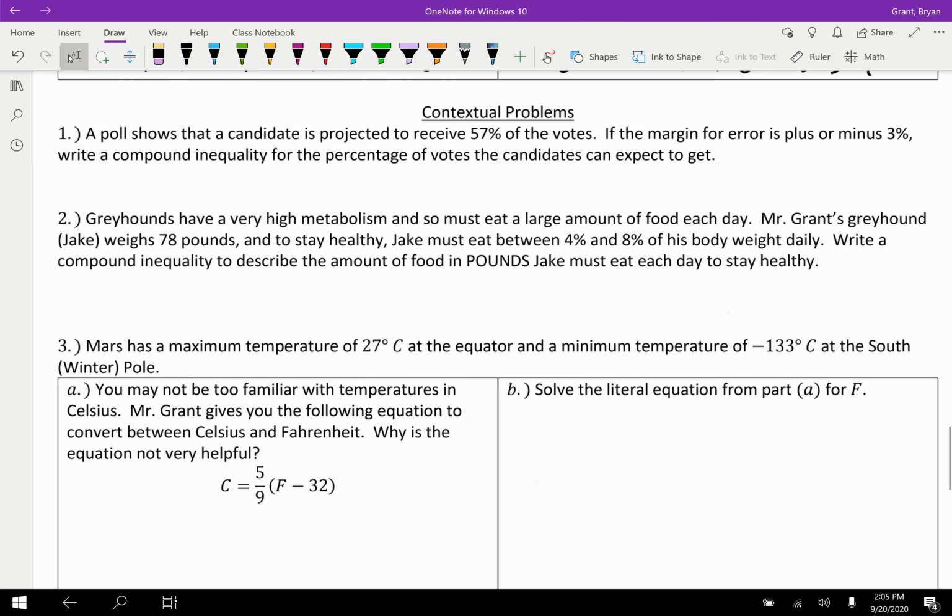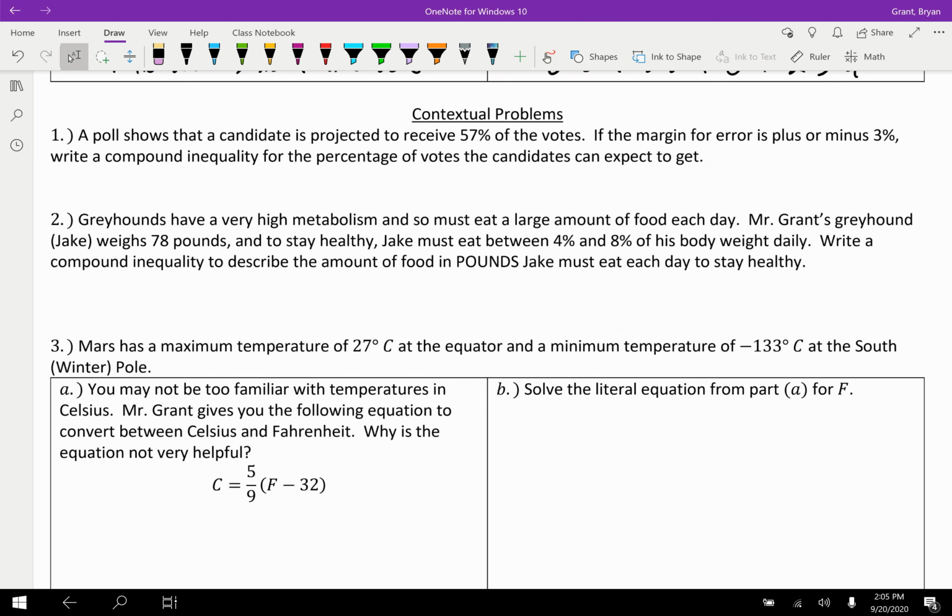Welcome back. I think our first problem hopefully is not too terrible. This is actually an election year. It is the dreaded 2020, and we have a poll that's showing a candidate is projected to receive 57% of the votes. However, most polls have a margin for error. Then this one is plus minus 3%. Sometimes you'll see them write it like this.